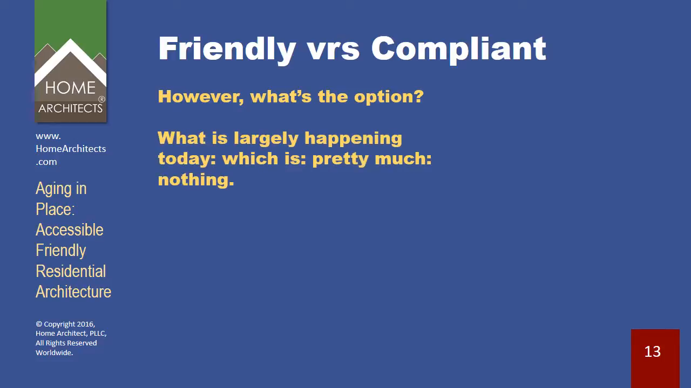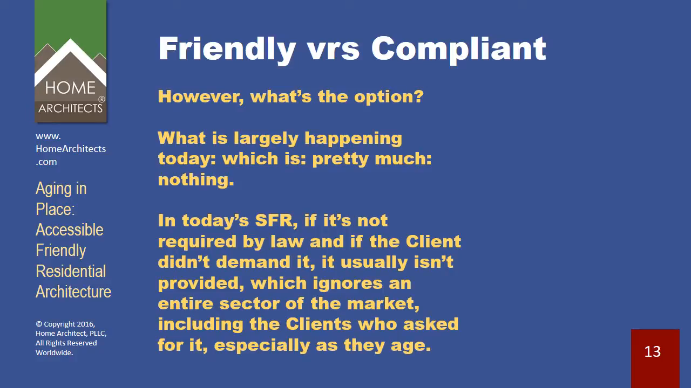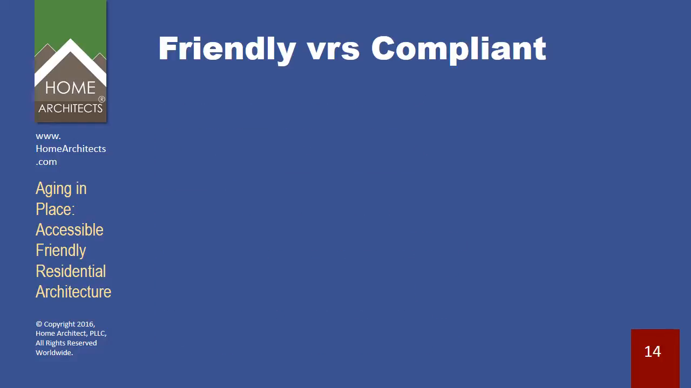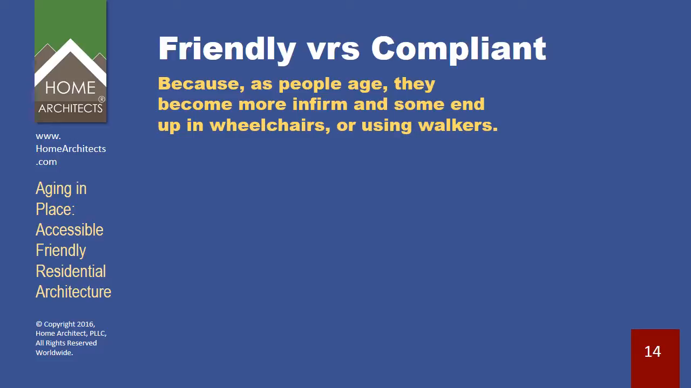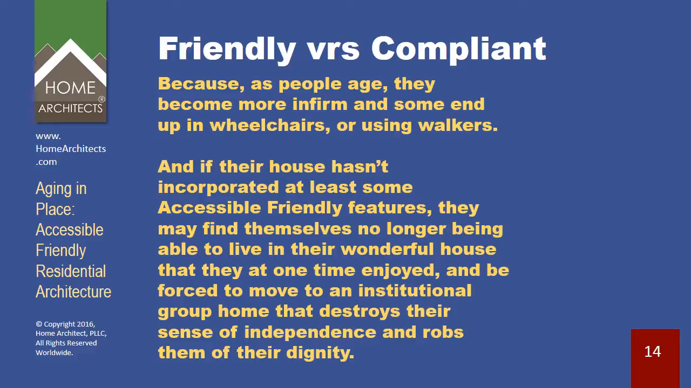However, what's the option? What is largely happening today, which is pretty much nothing? In today's single-family residence, if it's not required by law and if the client didn't demand it, it usually isn't provided, which ignores an entire sector of the market, including the clients who ask for it, especially as they age. Because as people age, they become more infirm and some end up in wheelchairs or using walkers. And if their house hasn't incorporated at least some accessible friendly features, they may find themselves no longer being able to live in their wonderful house that they at one time enjoyed and be forced to move to an institutional group home that destroys their sense of independence and robs them of their dignity.